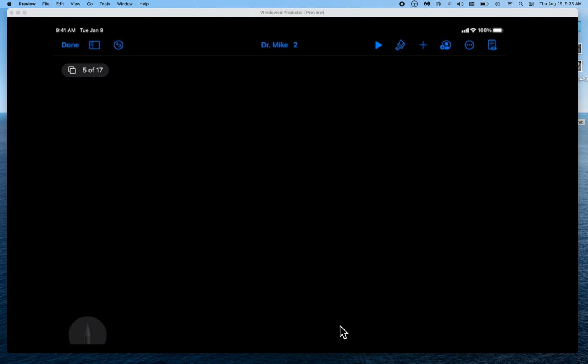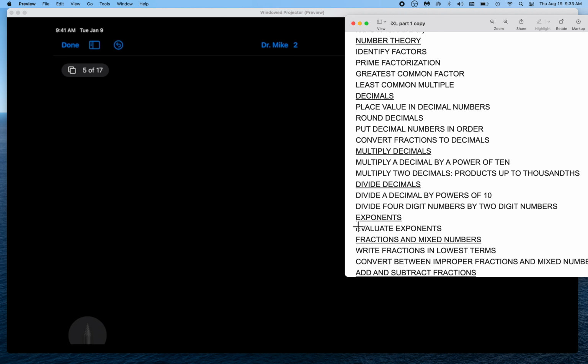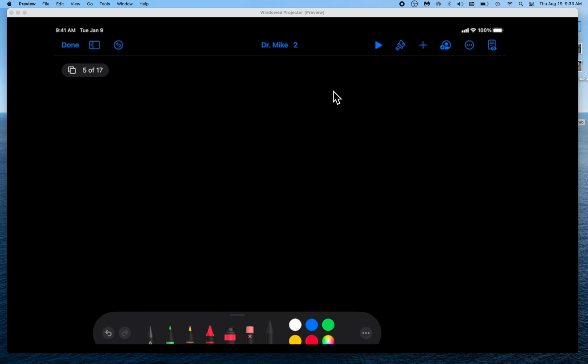Okay, folks, let's move on. And let's see what our list says. Okay, now we're going to go to exponents. Okay, what is an exponent? I've alluded to it a little bit when we talked about prime factorization. Do you remember prime factorization, PF?